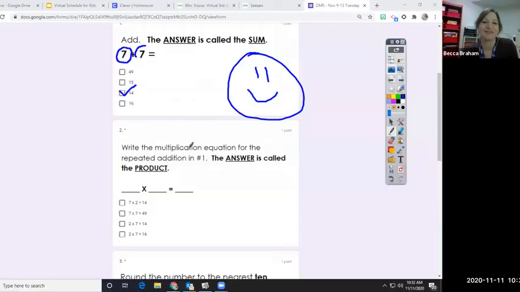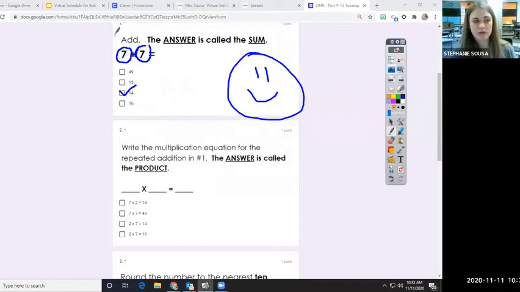Let's read 2 groups, okay? That means we need a 2 first. So it's either going to be this one or this one. This is 2 groups of 7. Look, that's still 2 groups of 7, but we know the answer is 14. So that gets rid of this one. This is your correct answer. 2 times 7 equals 14 because we have 2 groups and there are 7 in each group.